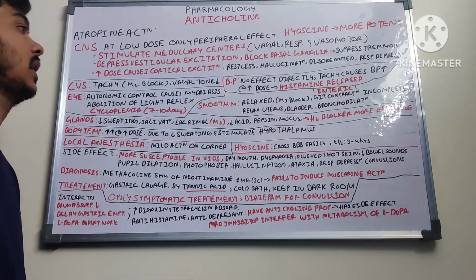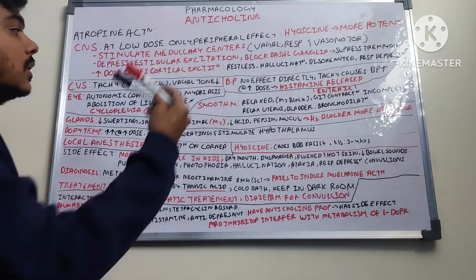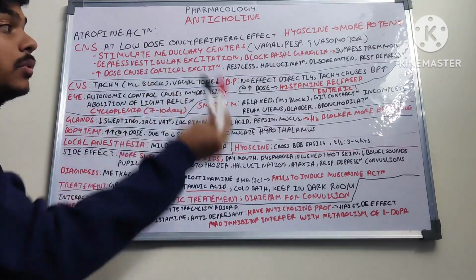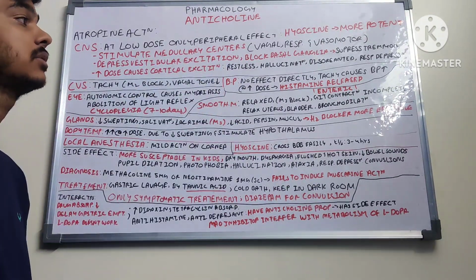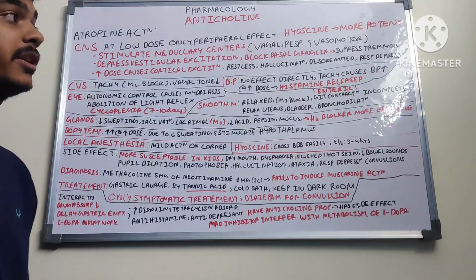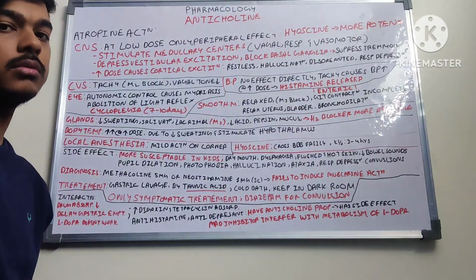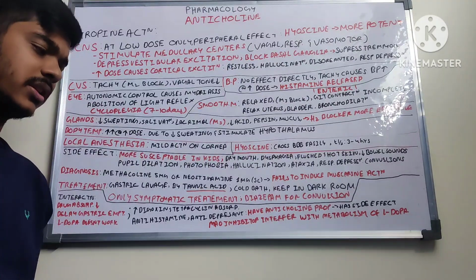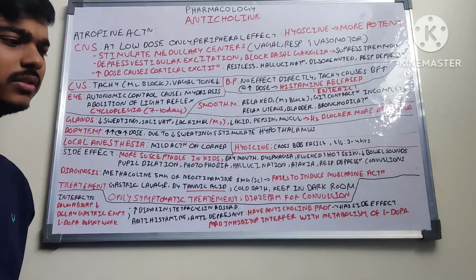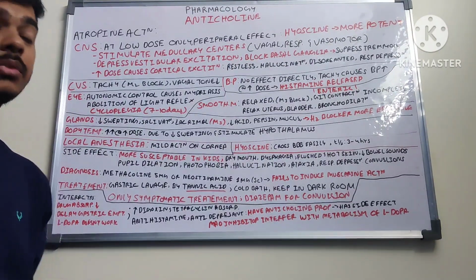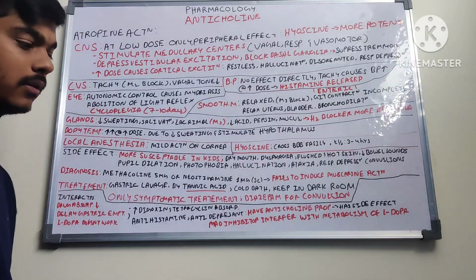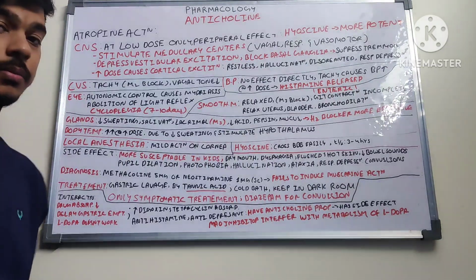At a high dose, it causes cortical excitation. So the patient will be more restless, he will have dementia, hallucinations, disorientation, respiratory depression, and in extreme cases it can also lead to coma. What is coma? It is a stage where the patient is asleep and his various vital organs are functioning, but he is not conscious. Conscious as in he doesn't respond.